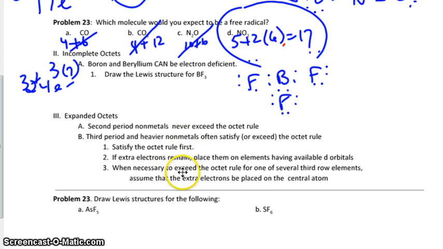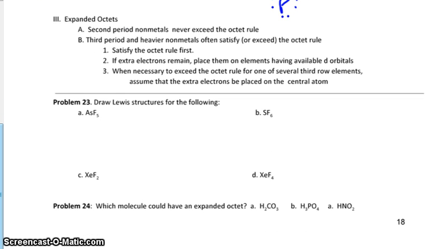So it says, when necessary to exceed the octet rule for one of several third row elements, assume that the extra electrons are placed on the central atom. So let's do this. Let's draw the Lewis structures for the following, okay?